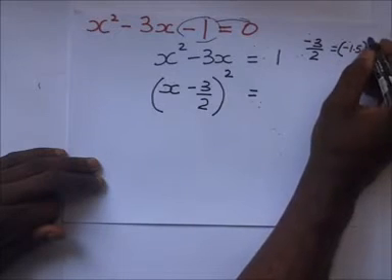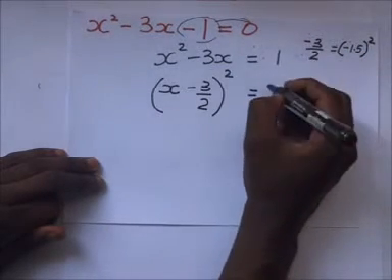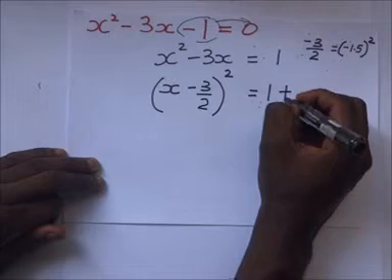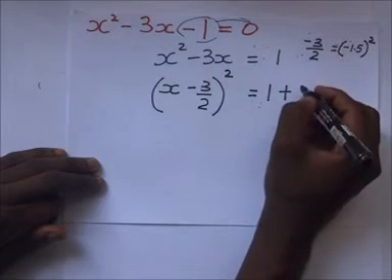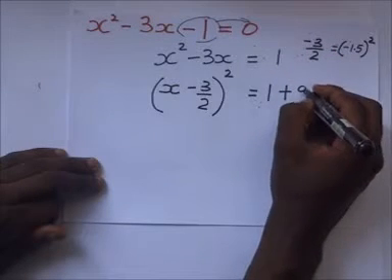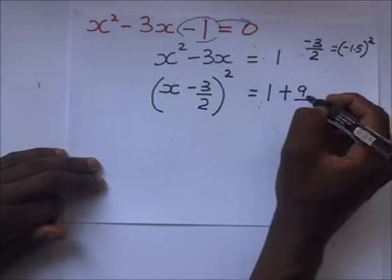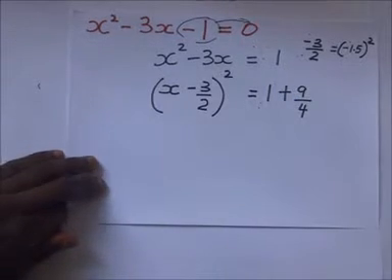We're supposed to square it. Of course, when you square it, this is 1 plus 3 squared, which is 9. Negative 3 times negative 3 is 9. Divide that by 2 times 2, which is 4.